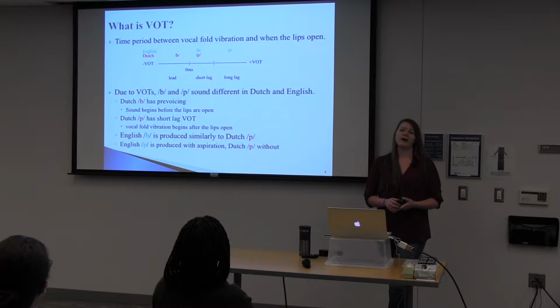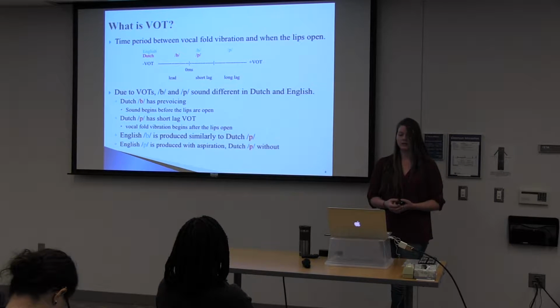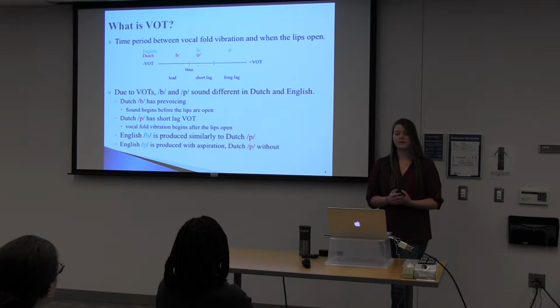So for my study, I tried to find this asymmetry in Dutch adults, and we did this using voice onset time. And voice onset time is the time period between vocal fold vibration and when the lips open. I have this diagram up here that you can see the differences between English and Dutch VOTs, particularly with the B and P sounds. So because of VOTs, the Dutch and English B and P phoneme sounds sound different. What's most interesting is that the English B phoneme and then the Dutch P phoneme sound the most alike. And then the other two phonemes in English and Dutch are very different.